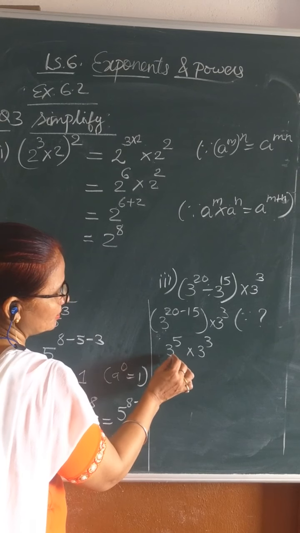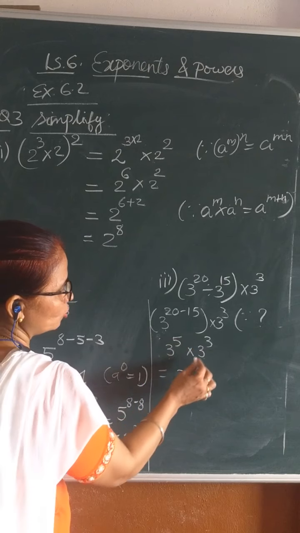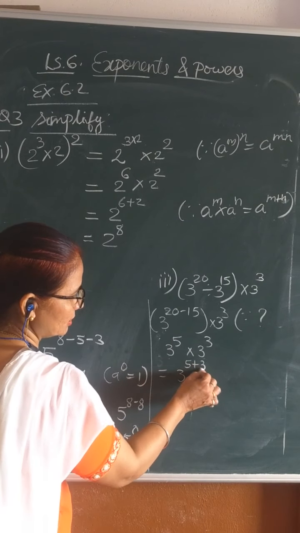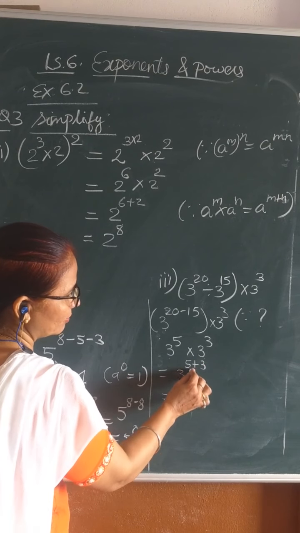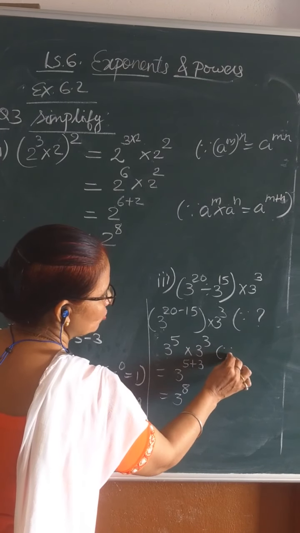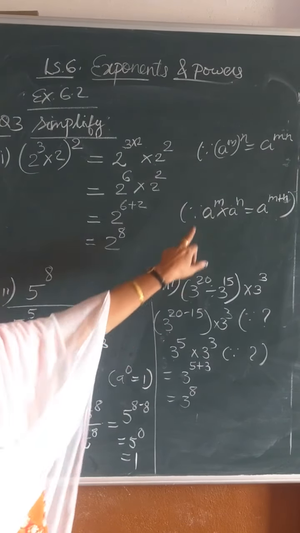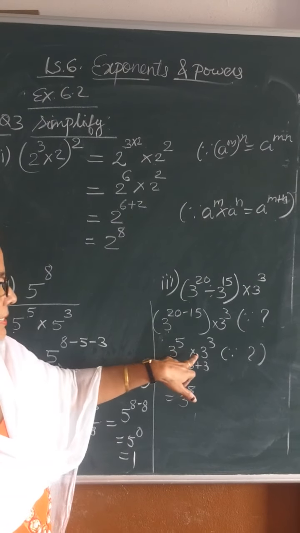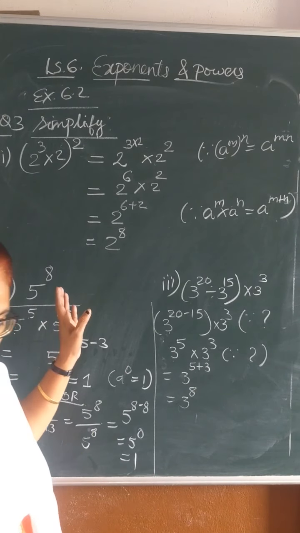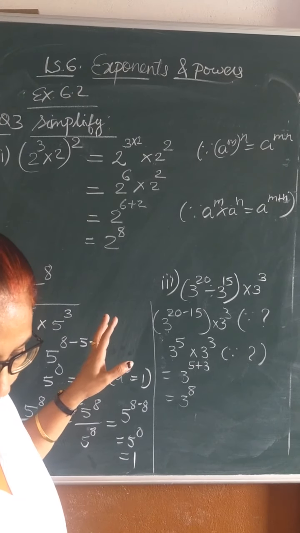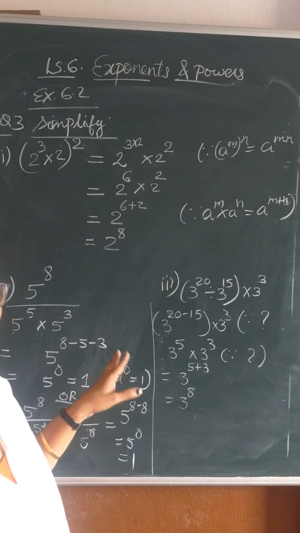Now see children, base is same, multiplication sign is there, so you have to add the powers, remember, and you will get the answer as 3 raised to the power 8. So here again you have used the law. So children, you have to write this law. You know which law we have used? This one. Because the base is same, you have to add the powers. So in this way you can write question number 3. And question number 4 is also like this. Let's simplify few examples of question number 4 also.